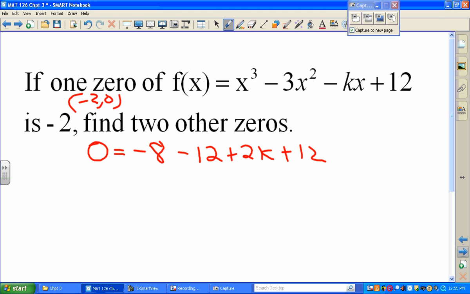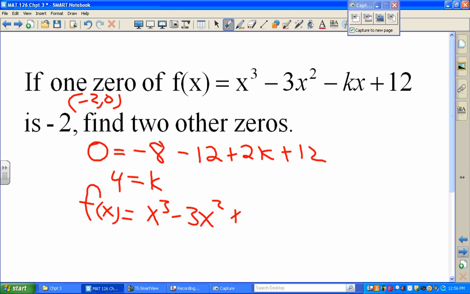So k equals 4, right? So k equals 4. Now you have that little tidbit of information. What can you do with it? How do you solve the equation? You could graph it. What else could you do? Let's see, plus 2x plus 12. What else can you do?